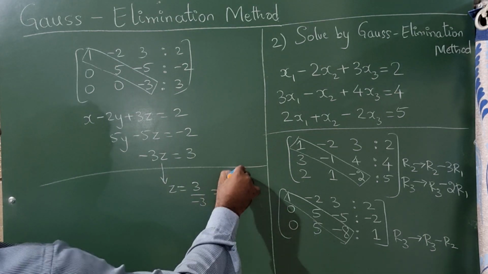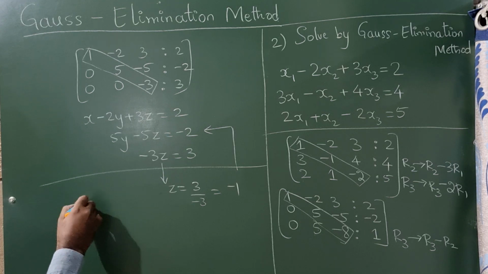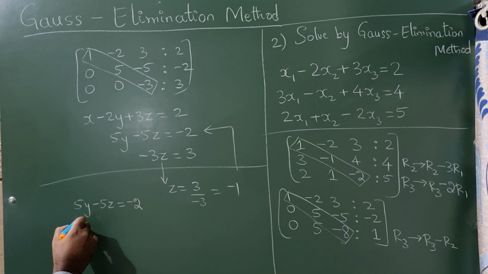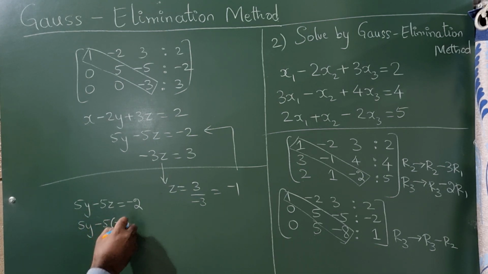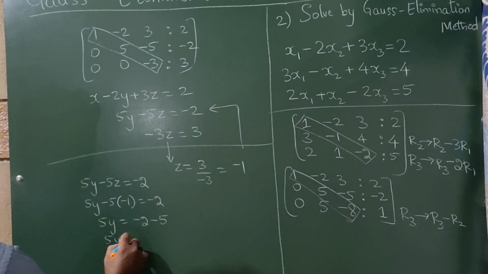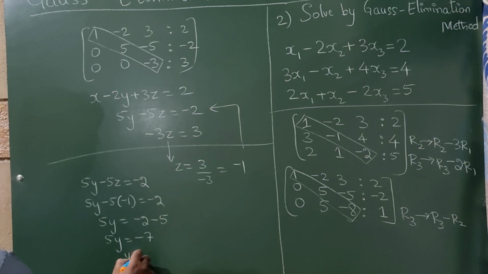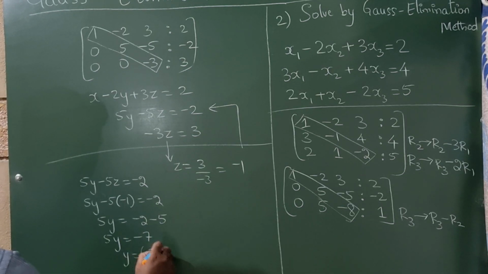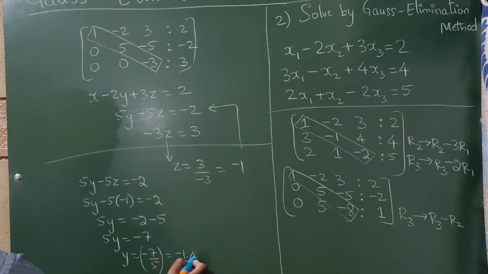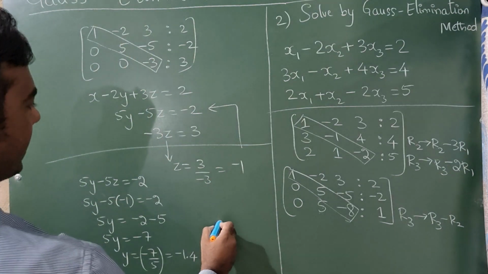Substitute this in equation number 2, that is 5y minus 5z is equal to minus 2. The z value is minus 1, so minus into minus is plus. So minus 2 minus 5, so 5y is equal to minus 7. So y is equal to minus 7 upon 5. If you calculate this in a calculator, you will get minus 1.4. Substitute in the first equation.